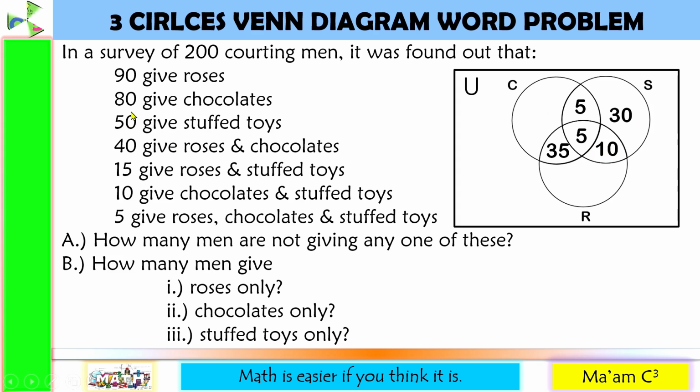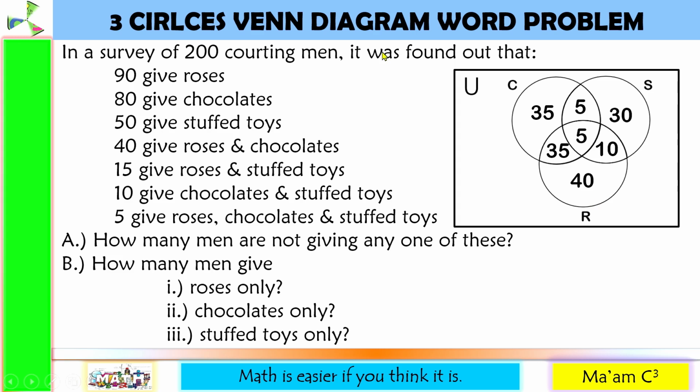And then we have 80 give chocolates. So the totality of those men giving chocolates is 80. We already have 35 plus 5 is 40 plus 5 is 45. 80 minus 45 is 35. And last one, 90 give roses. So this portion, 90 is the total number. We already have 35 plus 5, 40 plus 10, 50. So 90 minus 50 is equal to 40.